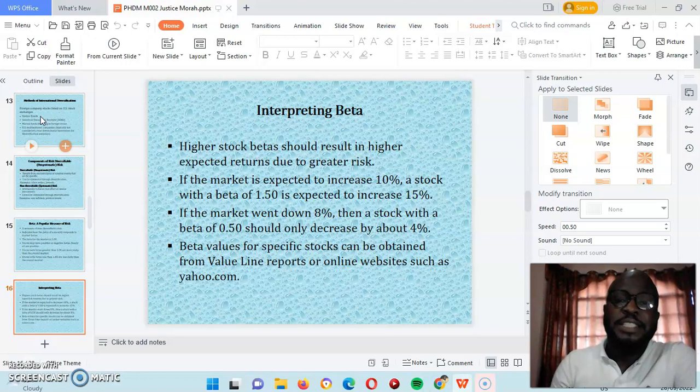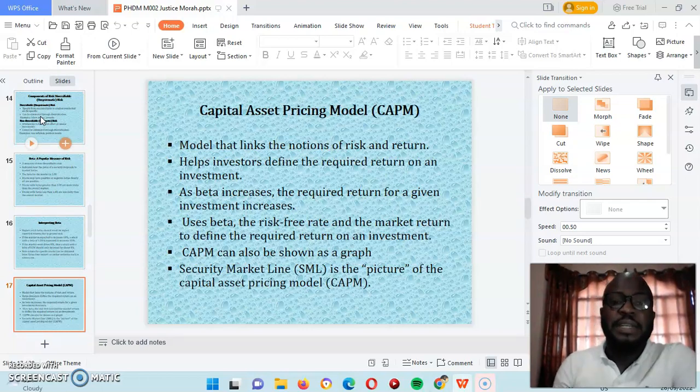If the market is expected to increase by 10%, a stock with a beta of 1.50 is expected to increase by 15%. If the market went down 8%, then a stock with a beta of 0.50 should only decrease by about 4%. The beta value for a specific stock can be obtained from Value Line reports or online websites such as yahoo.com. We have the capital asset pricing model.